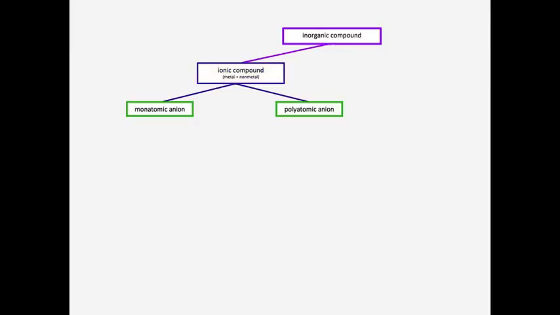Ionic compounds can be broken into two categories, those that contain monatomic anions and those that contain polyatomic anions. Monatomic anions include atoms of a single element, while polyatomic anions contain atoms of multiple elements. I will limit this presentation to ionic compounds with monatomic anions.